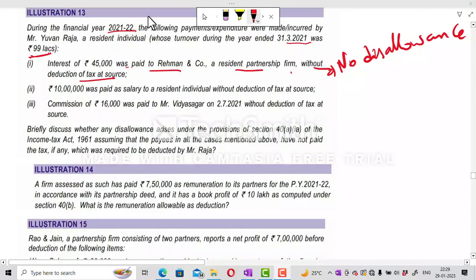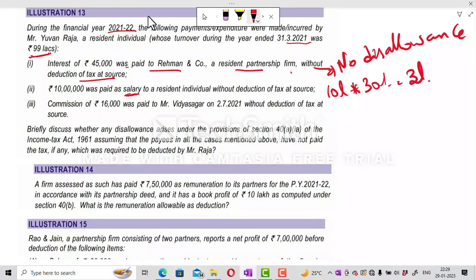10 lakhs was paid as salary to a resident individual without deduction of tax. Okay, see, salary means we have to deduct TDS on that, even if we are not eligible for audit. So they have not deducted, so 10 lakhs into 30%, 3 lakhs will be the amount to be disallowed for them.